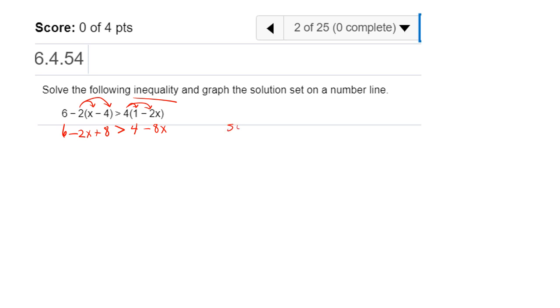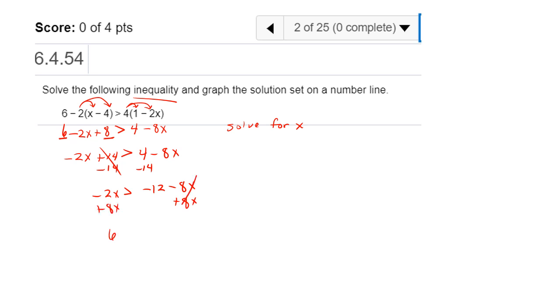Now I'll need to solve for x. So what I'm going to do is go ahead and combine my 6 and 8 first. That will give me negative 2x plus 14 greater than 4 minus x. I'll go ahead and subtract my 14 on both sides, just like an equation. That will give me negative 12 minus 8x, and then I need to get my x on the left. So just go ahead and add 8x. That gives me 6x greater than negative 12. I will divide by 6. X is greater than negative 2.